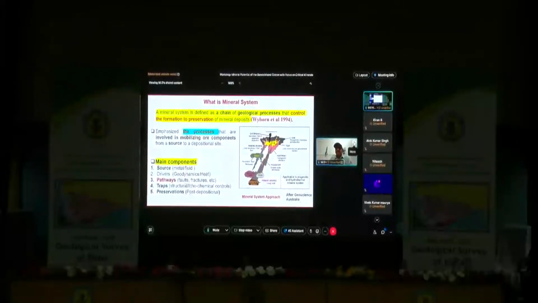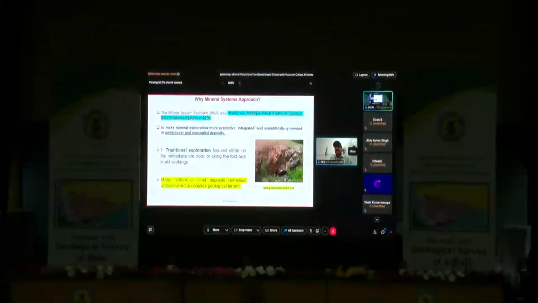Then permutation and combination, because, as I said, Earth is not controlled by a linear process; it is controlled by heterogeneity. So there will be a lot of permutations and combinations, and a lot of overlapping systems of processes working. The mineral system approach was developed to overcome the traditional way of mineral exploration, which only deals with a particular commodity in a particular place.